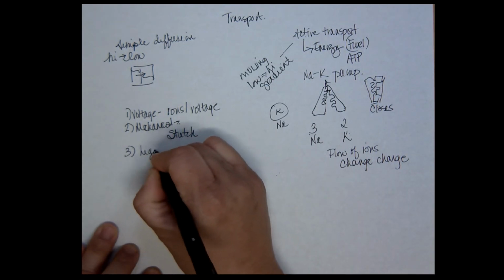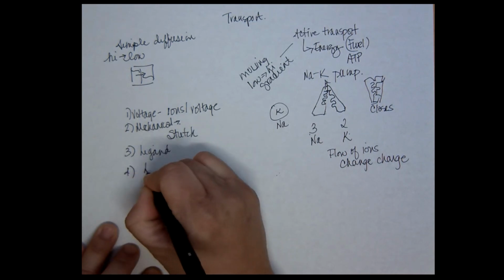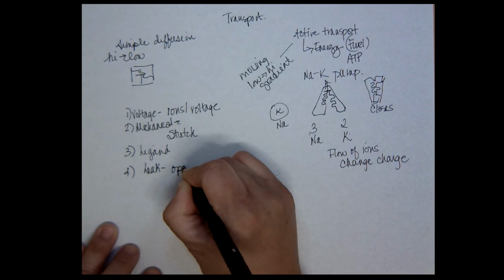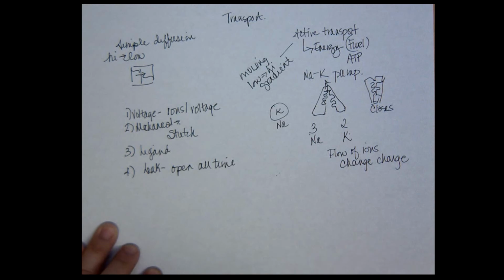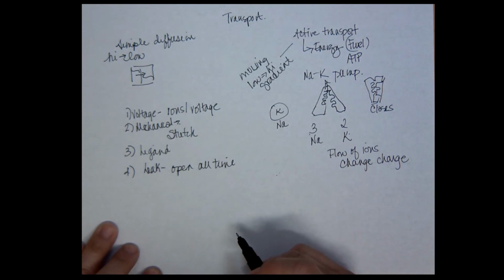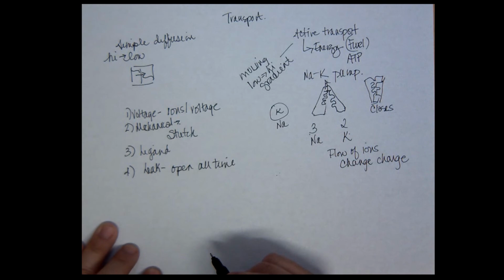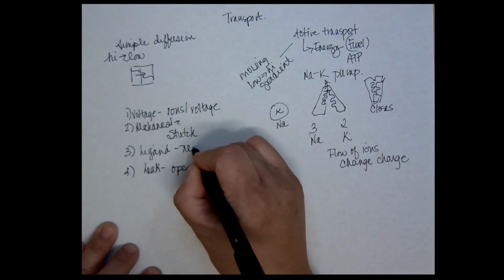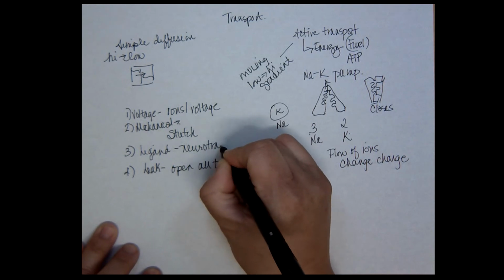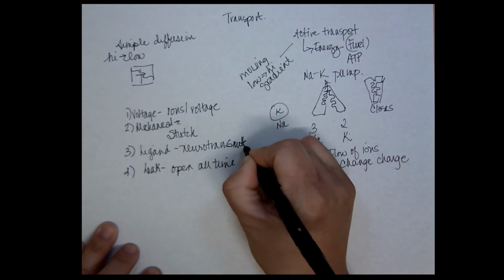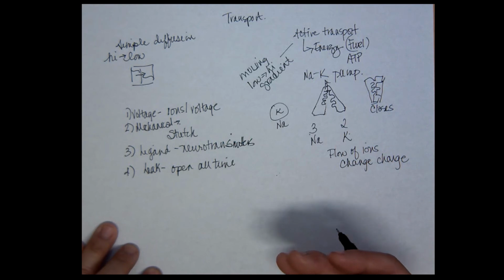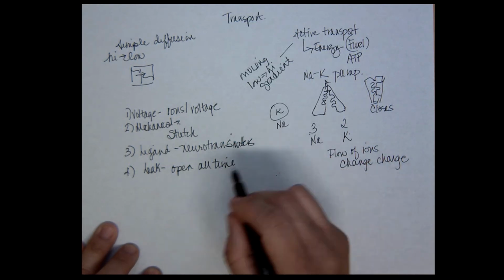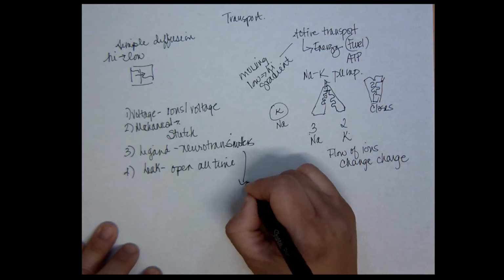Ligand and leak. Leak is open all the time. So they're just things that allow things to move in and out of the cell regardless. Ligand is neurotransmitters. Meaning, when the body or cell senses a chemical change, then it opens the door or opens the gate. A good example for ligand is, I want you to think about lock and key.